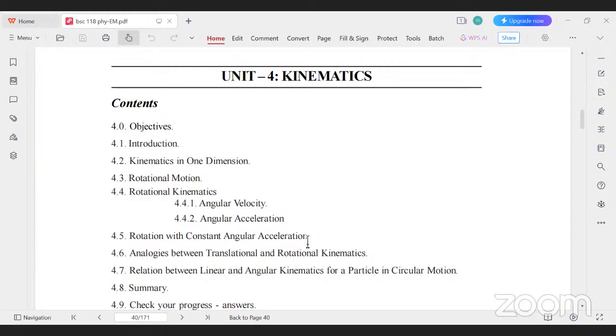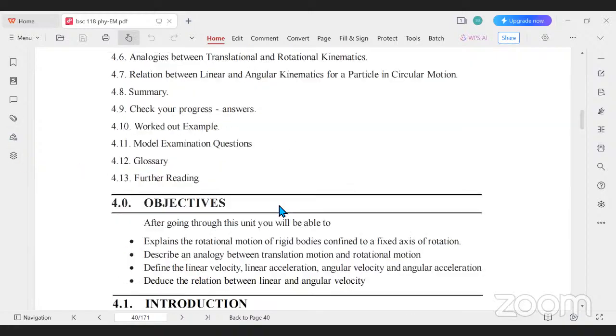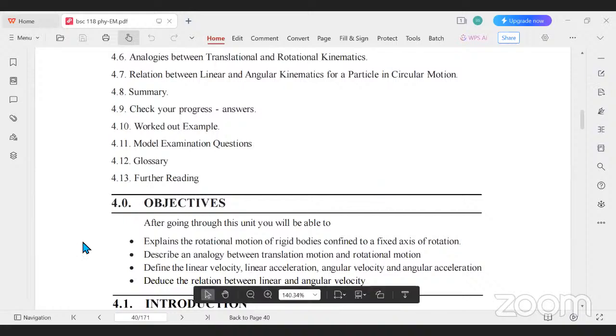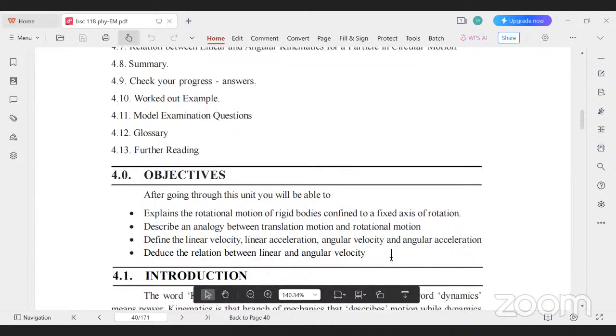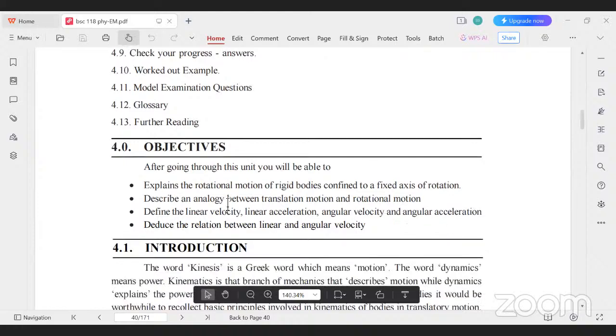We can study and also find the geometry of the motion and the models which can be used mathematically. So let us see the introduction, what they have given for this. What are the objectives? After going through this unit, you will be able to explain the rotational motion of rigid bodies confined to a fixed axis of rotation, and describe the analogy between translation and rotation, the topics whichever we have discussed. So they are giving the objectives in this way.